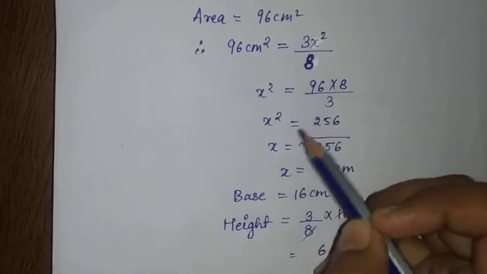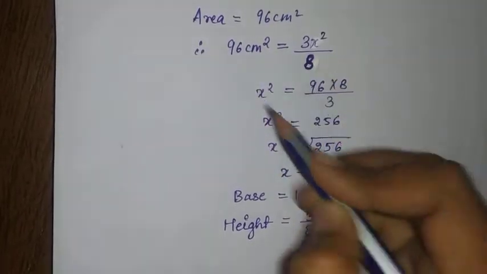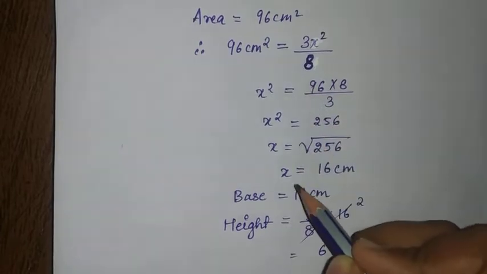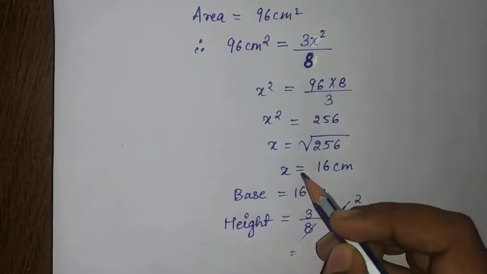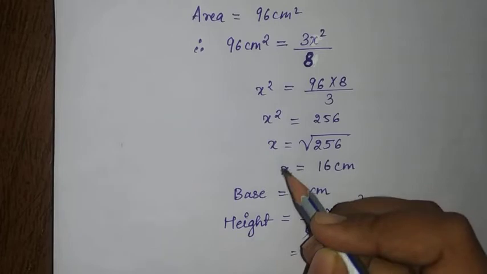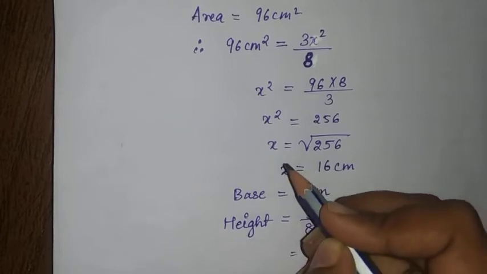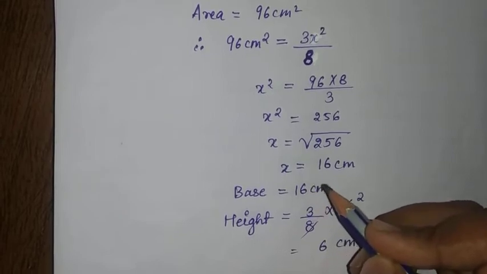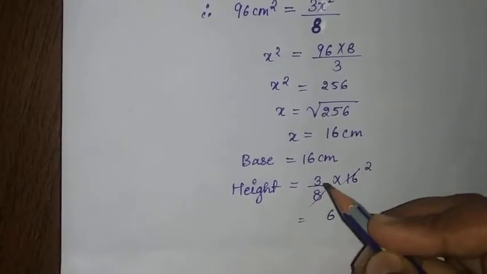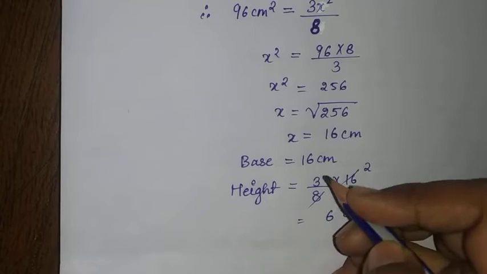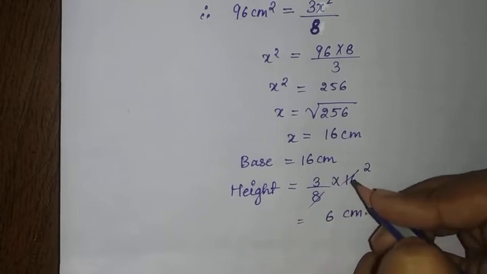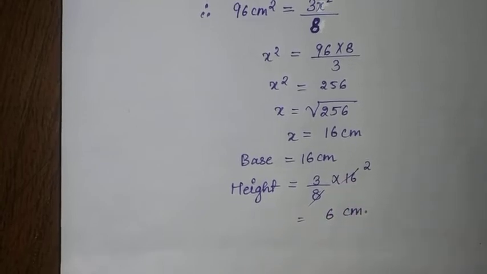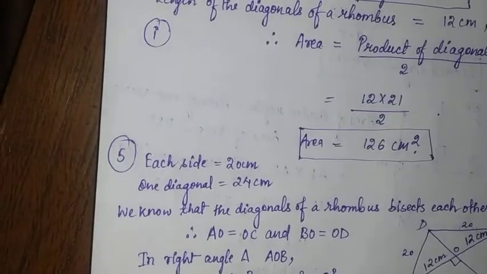So if we just calculate this equation, we will get the value of x, and the value of x is 16 centimeter. So x is 16 centimeter, which means x is what? X is base. So base is 16 centimeter. Then height will be equal to 3/8 of x. That means 3/8 into 16. That means 6 centimeters.